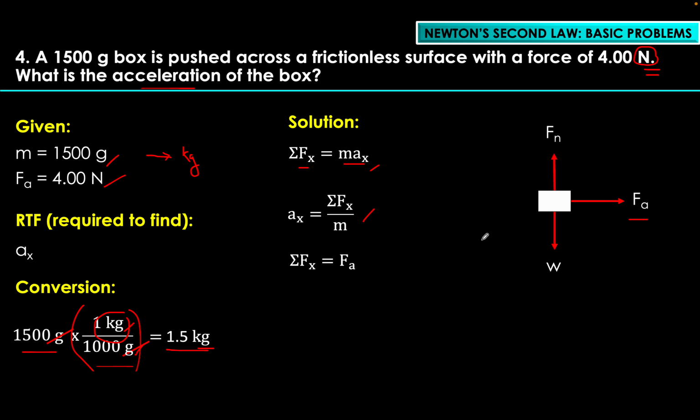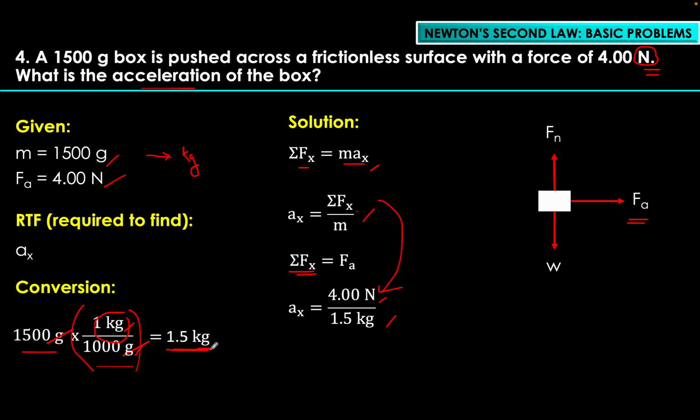And then again, take note that because there's only one force acting along the x-axis, which is the applied force, that would automatically be the net force along x that we are referring to in our second law equation. So if you plug in the given, the net force along x is our applied force, 4.00 newtons, and then the mass of the box is 1.5 kilograms.